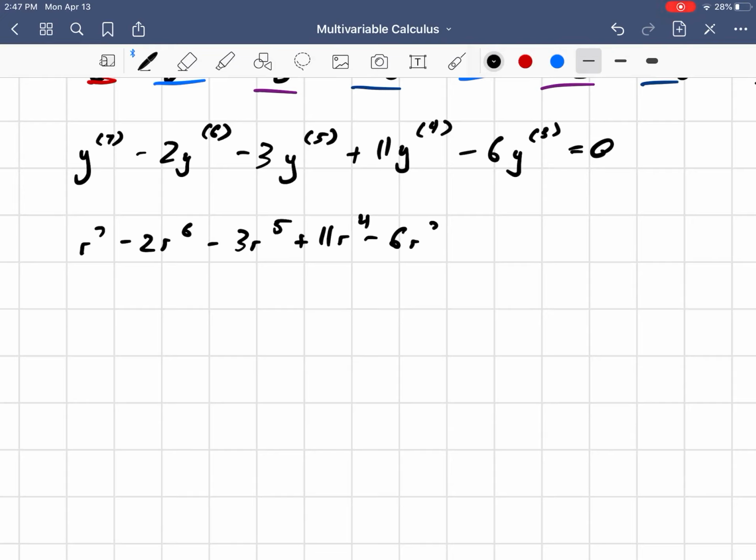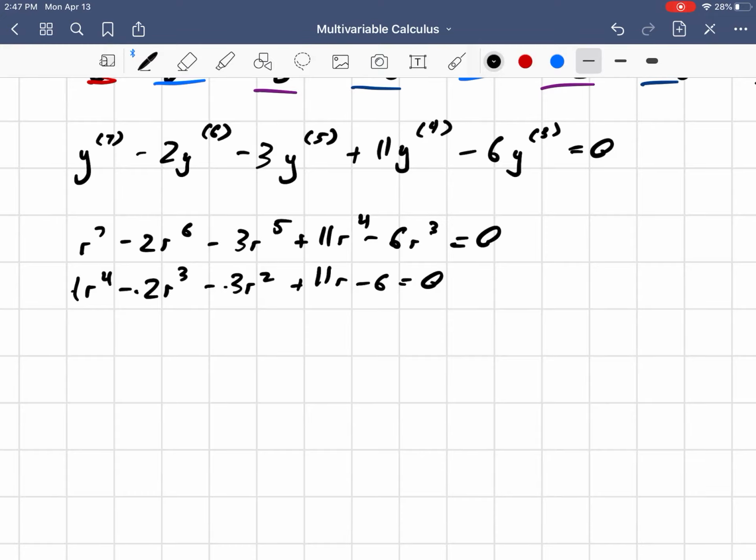So the characteristic equation is r to the seventh minus 2r to the sixth minus 3r to the fifth plus 11r to the fourth minus 6r cubed equals 0. And I guess we can divide by an r cubed, so r to the fourth minus 2r cubed minus 3r squared plus 11r minus 6 equals 0. Ooh, yuck. I hope 1 is a root. Let's see. 1 minus 2, negative 1. Minus 4. Ah. Dang. Okay.